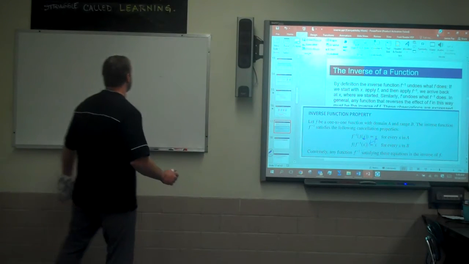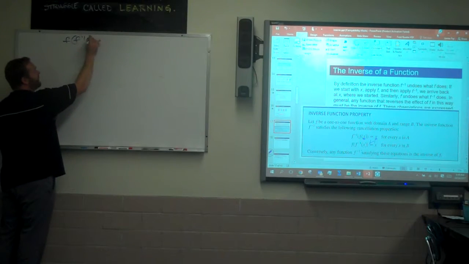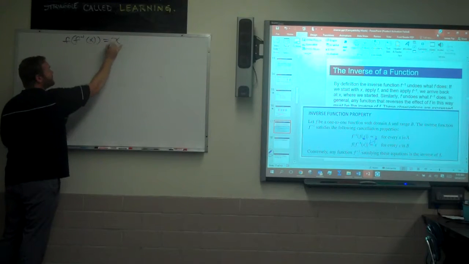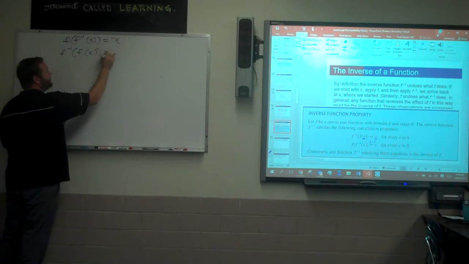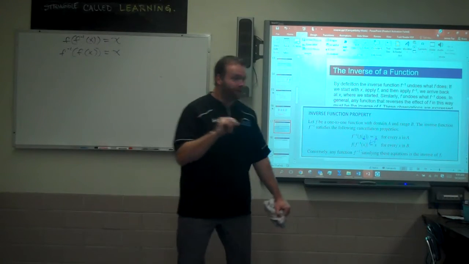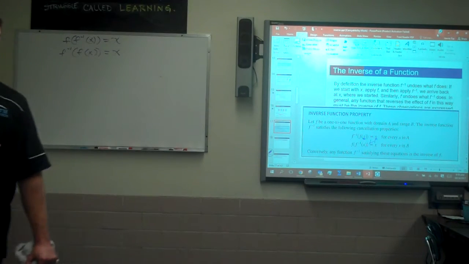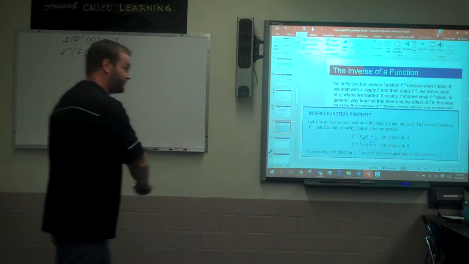To see if two functions are inverses, we're going to find out that f of f inverse of x simplifies to x, and then f inverse of f of x simplifies to x. We need to do both. We need to make sure that both functions are inverses of one another, so that f inverse is the inverse of f, and f is the inverse of f inverse.